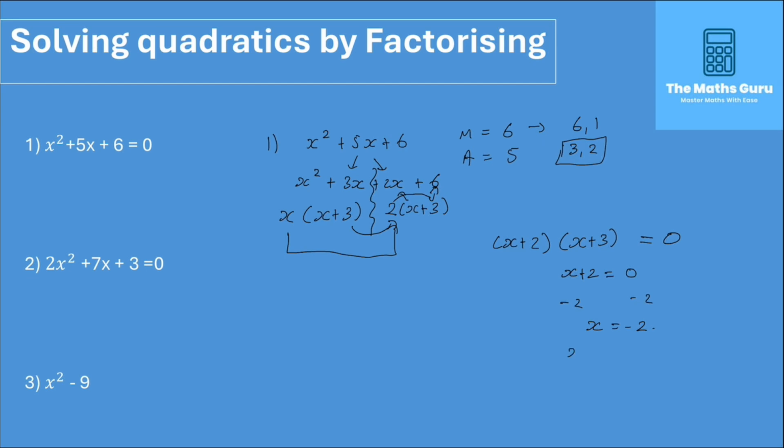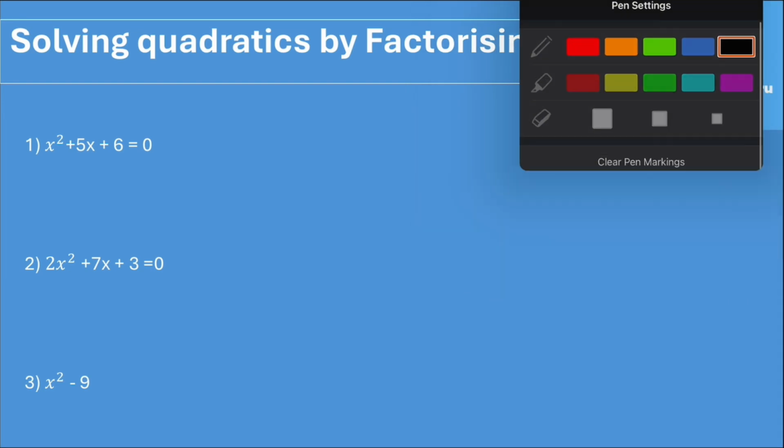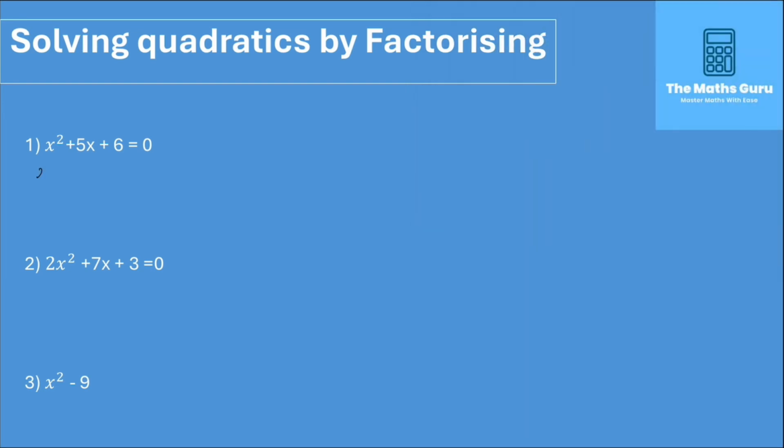Looking at the second bracket, we see that the operation applied to our x is plus 3. So to reverse this, we minus 3 from both sides to get x is equal to minus 3. Hence the two solutions to our quadratic are x equals minus 2 and x equals minus 3. We will always get two solutions to our quadratics. Okay, so it was x equals minus 2 and x equals minus 3.